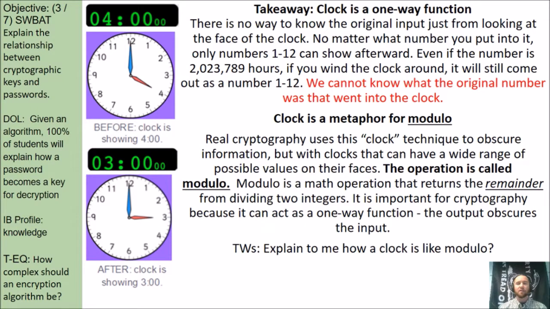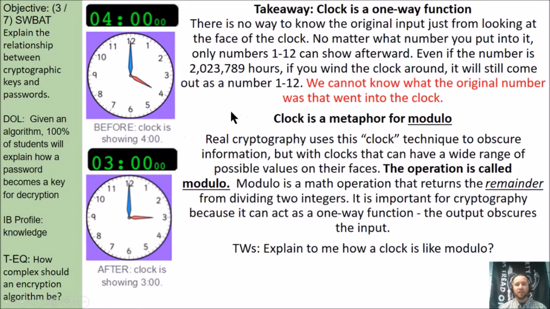And even if the number is 2 million hours, if you want to wind the clock around, it will still come out as a number 1 through 12. We cannot know what the original number was that went into the clock. Now the clock itself is just a metaphor for modulo.